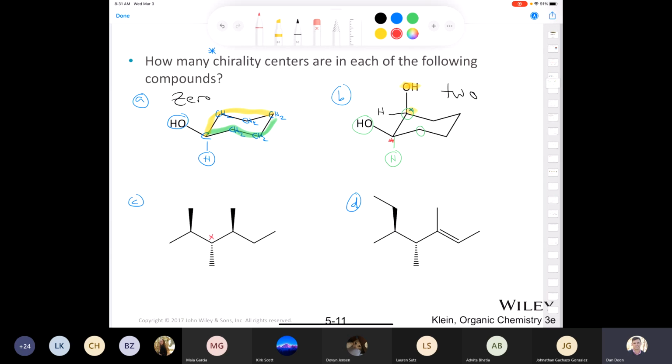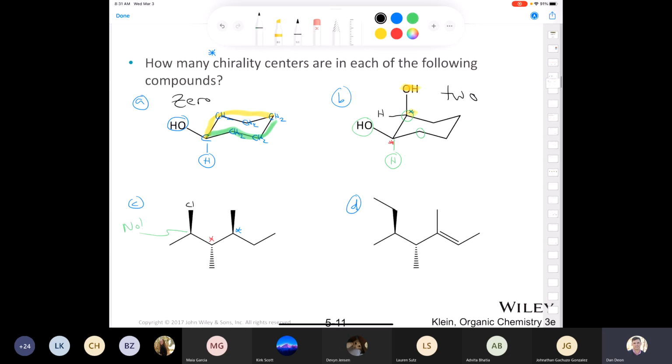We have a chirality center here, and we also have a chirality center here. This is not a chirality center. Why? Because this is a methyl group, and this is a methyl group. So since this carbon has 2 groups that are identical attached to it, it is not chiral.